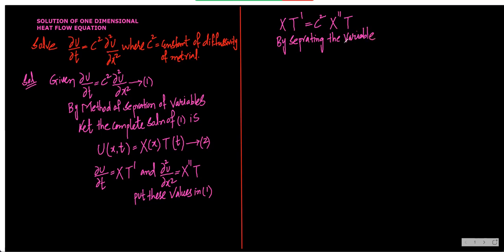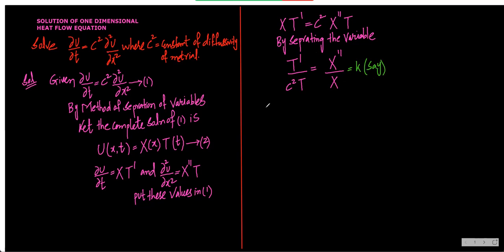The terms which contain t, we take on one side: T dash, and the constant c square with T will be taken on one side. Then X double dash divided by X on the other side. These two quantities are equal if and only if they are equal to some constant. Assume that constant is k. Your choice, you can also assume lambda, no problem at all.